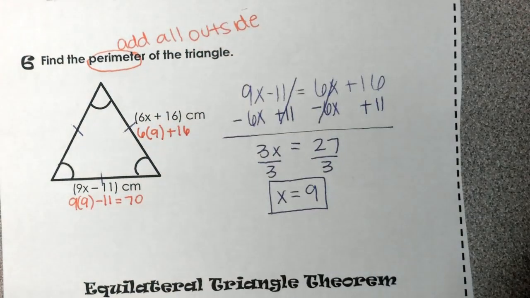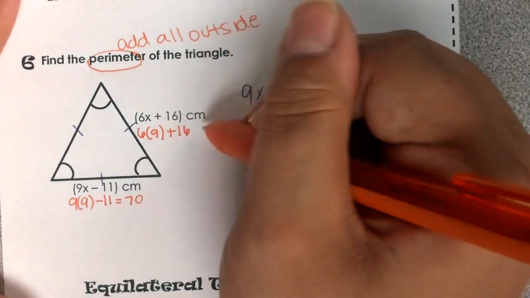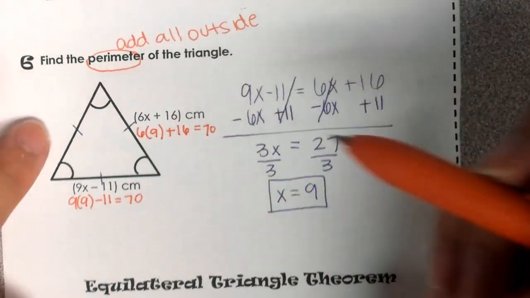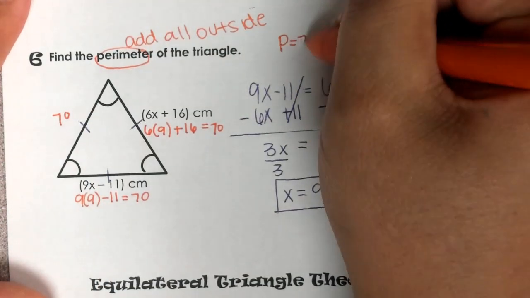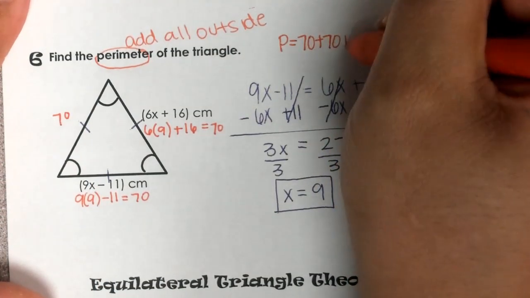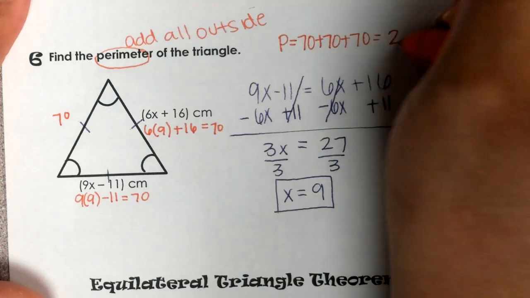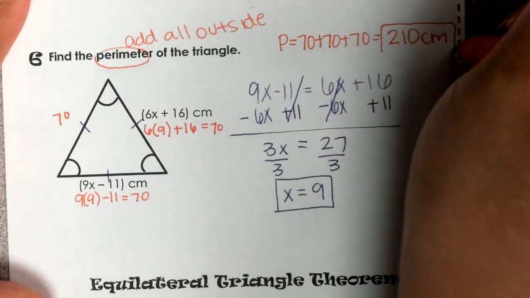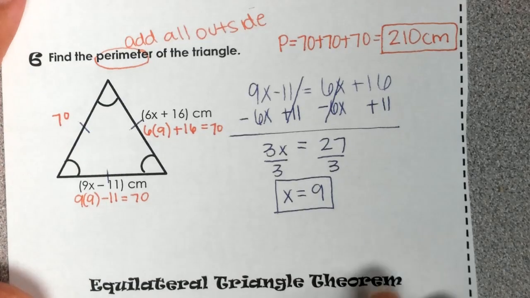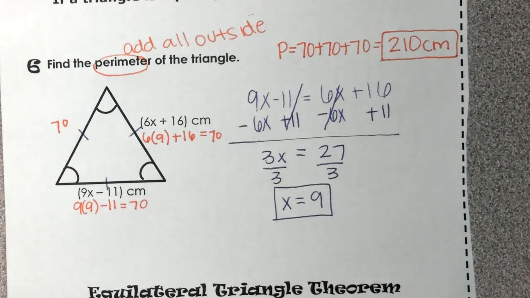6 times 9 plus 16 is 70. So what is that side over there? So what is my perimeter? 210 will give you points off. Centimeters. Centimeters. No squared, that would be area. So perimeter, you just do centimeters. So once you have X, if it asks for perimeter, plug it in, add up all the sides.